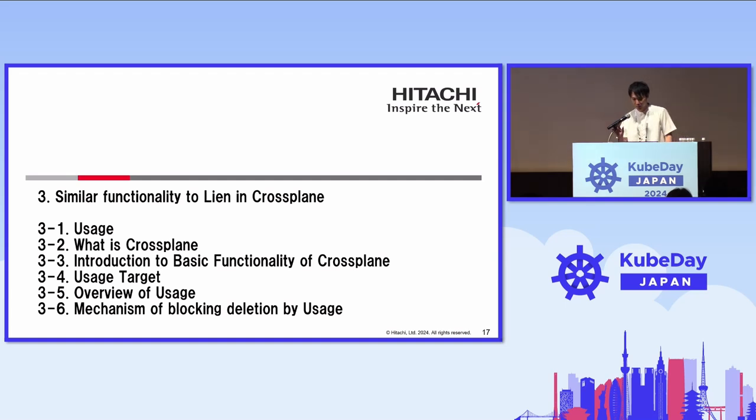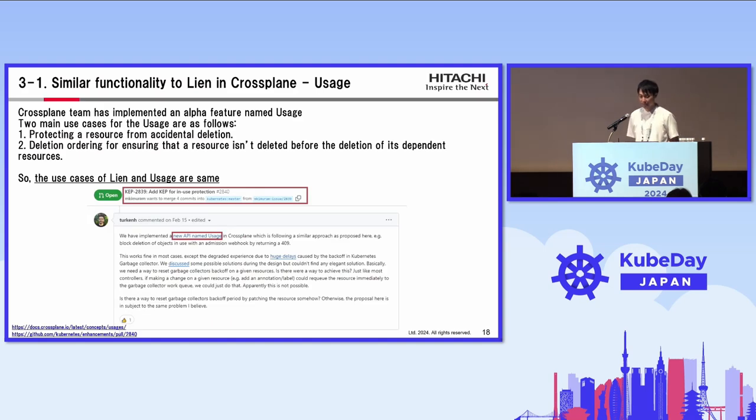From here, I will talk about functionality similar to Lien in Crossplane. While Lien has not been merged in Kubernetes yet, earlier this year, a similar feature to Lien was implemented in Crossplane. The name of that feature is Usage. Usage is for blocking the deletion of objects. Two main use cases for Usage are as follows. First is protecting a resource from accidental deletion. Second is deletion ordering, for ensuring that a resource is not deleted before the deletion of its dependent resources. So the use cases of Lien and Usage are the same.